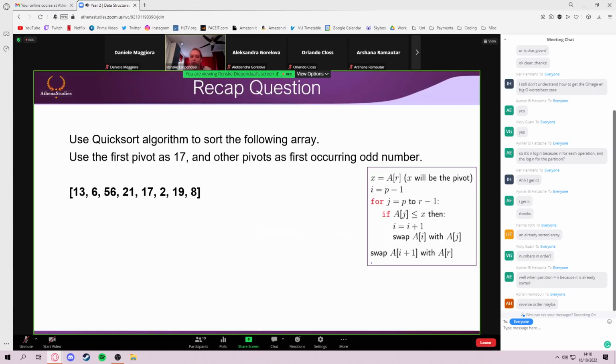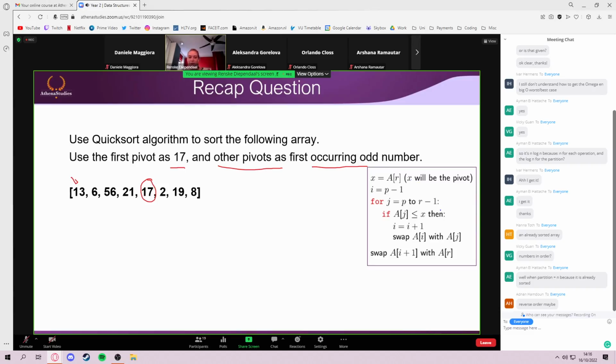So a little recap question. Use the quicksort algorithm to sort the following array. And this time we have to use other pivots. So you say use the first pivot as 17. And after this, use other pivots as the first occurring odd number. So in this case, I guess it would be 13, but it depends on the array that you have.